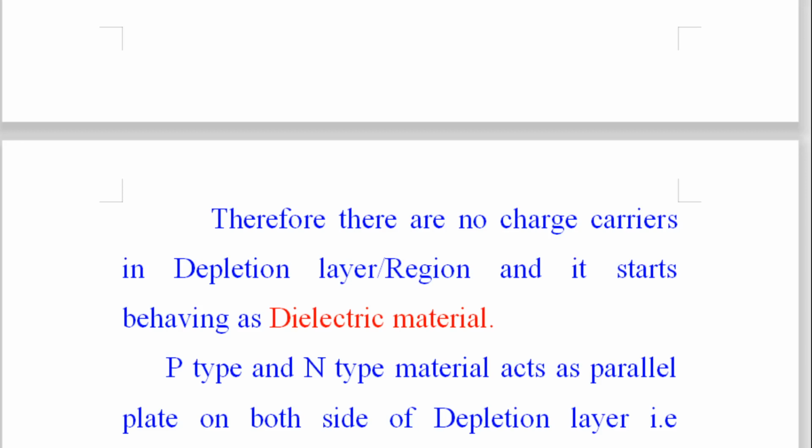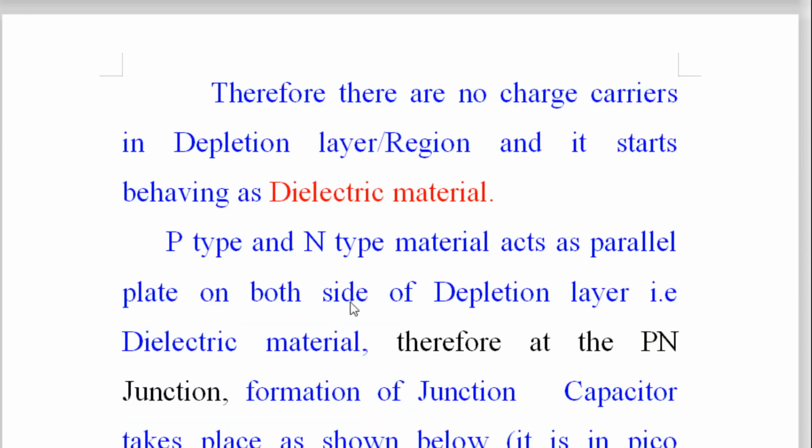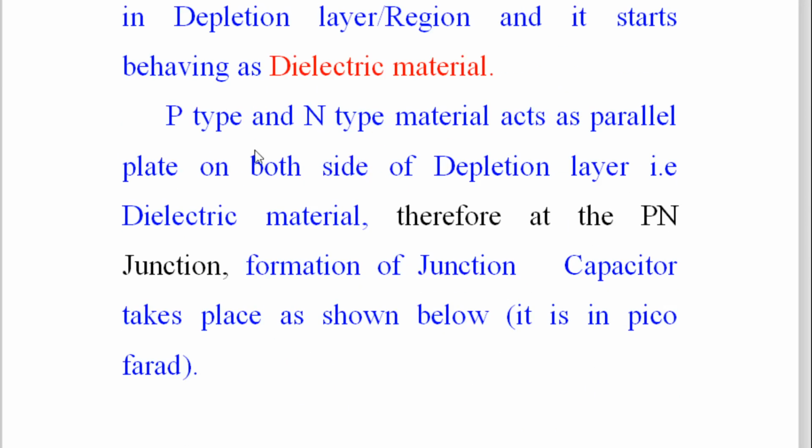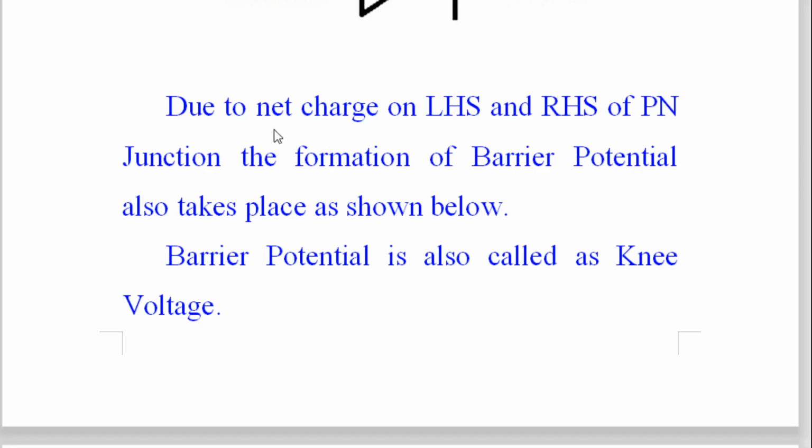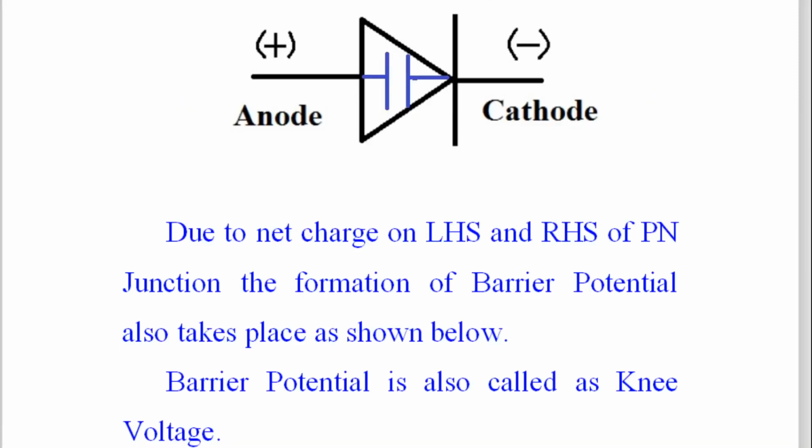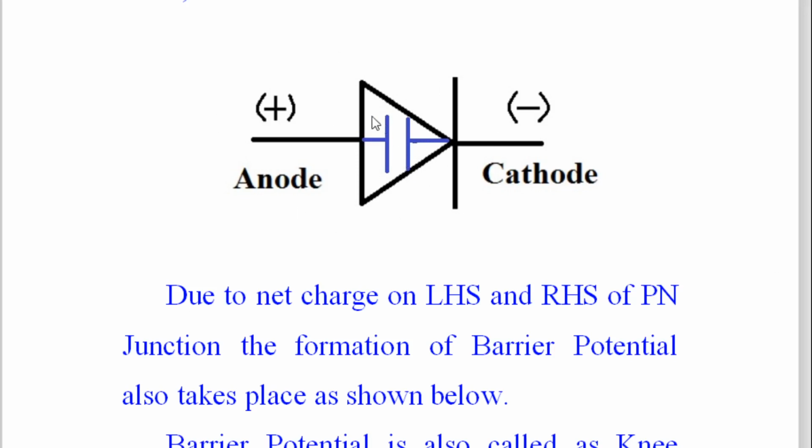Therefore there is no charge carrier inside the depletion layer, and the p-type material acts as a junction capacitor in picofarad. Due to net charge on the LHS and RHS of the PN junction, the formation of barrier potential also takes place, and as shown below, the barrier potential is also called the knee voltage, KNEE. Now this is the equivalent of the PN junction diode with the junction capacitor.